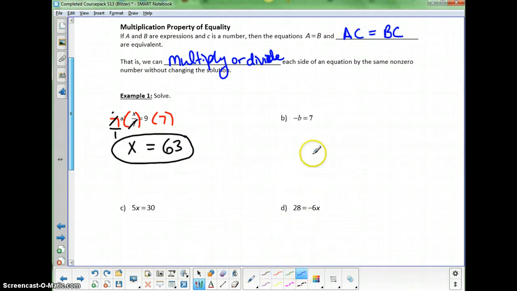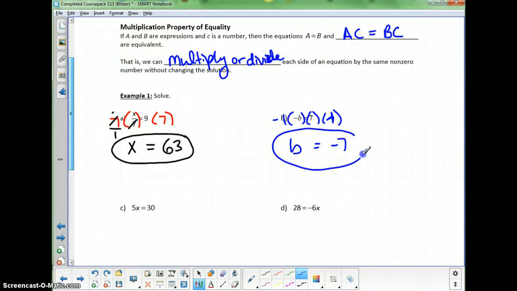In the next example, I need to get b by itself. Right now I have negative b. So I can multiply both sides again by negative 1, because I know a negative times a negative is going to give me a positive. Making sure that I multiply both sides by the same thing. So negative times negative is positive b, equals 7 times negative 1 is negative 7.